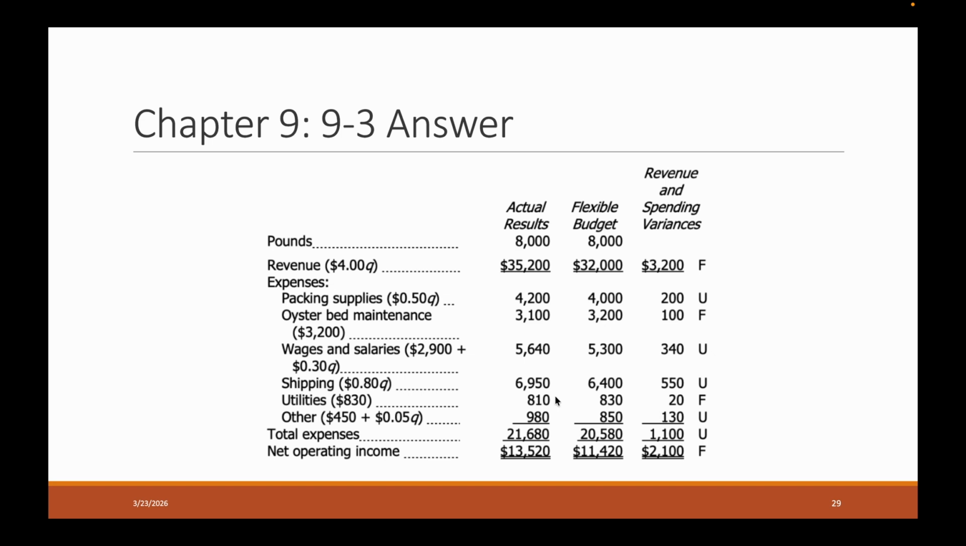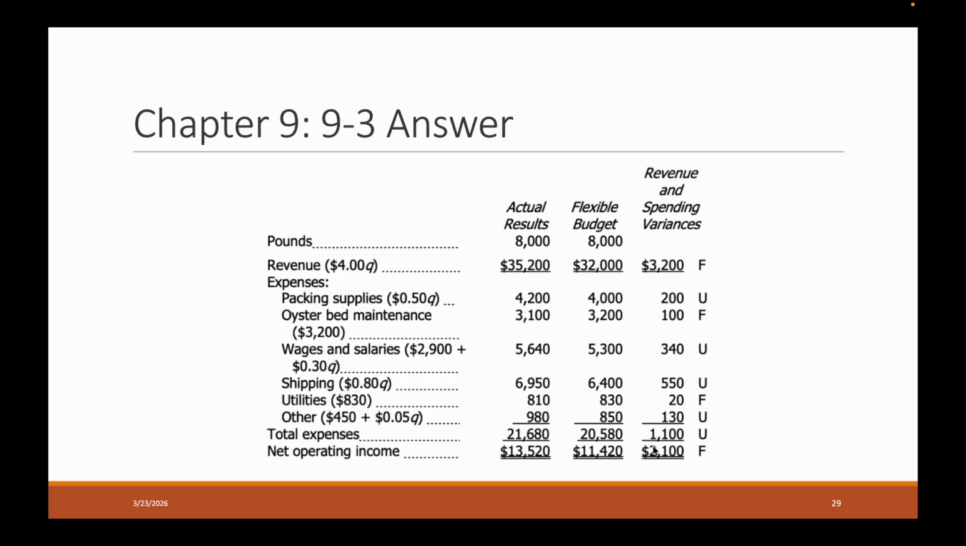That would be unfavorable. So when you add all those expenses together in the actual results and the flexible budget, the total expenses were $21,680 versus a planned $20,580, which means we spent $1,100 more than what we planned for. So that's going to be unfavorable. We spent more money than what we planned for. And when you net that against your revenue, that means you had a net operating income of $13,520, and a net operating income planned of $11,420, which means our net operating income was $2,100 more than estimated, which would be a favorable change.